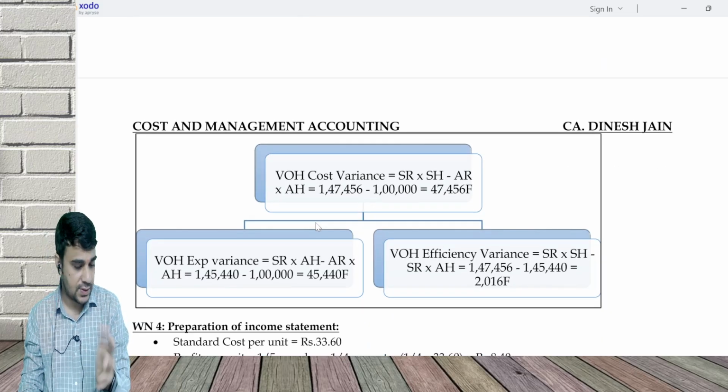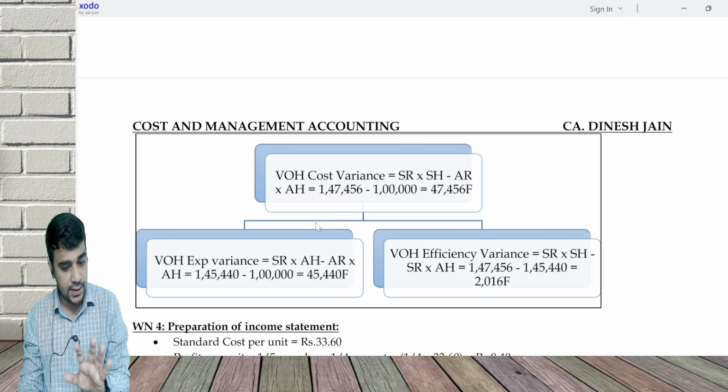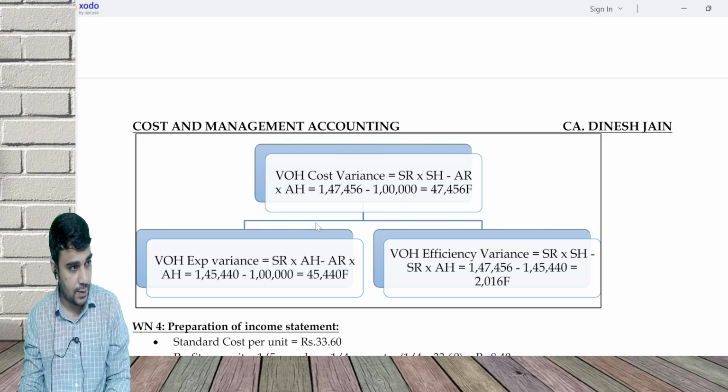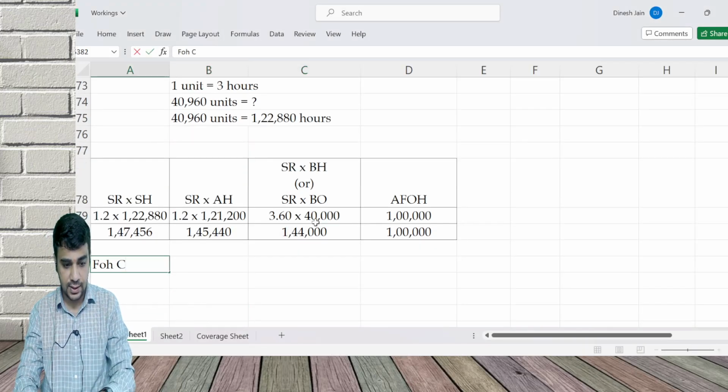Okay, the solution has taken it to be variable overhead variance. I had told you to take it as fixed overhead variance. The cost variance would still remain the same. 47,456 would have been the cost variance. I think that would still remain the same. So I'll just give the answer here.